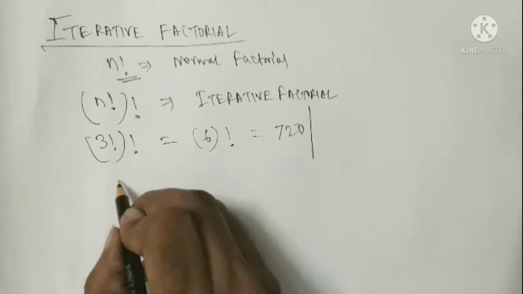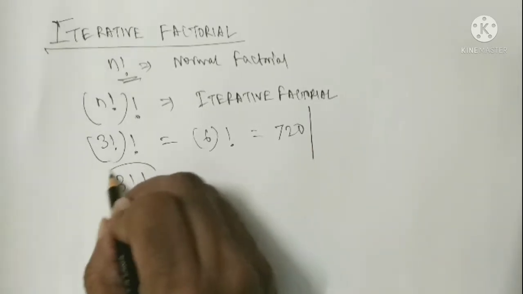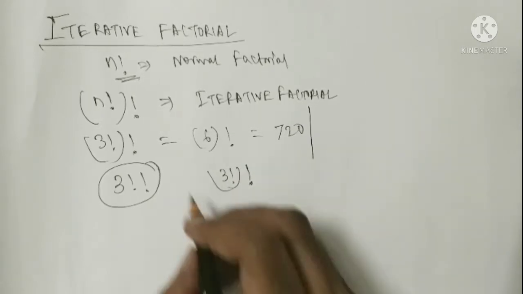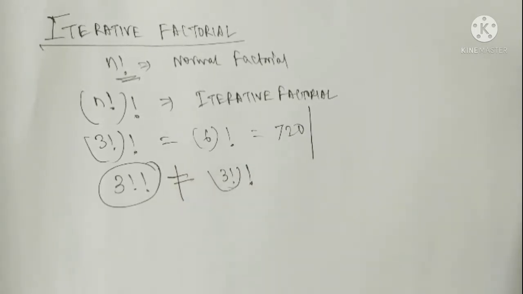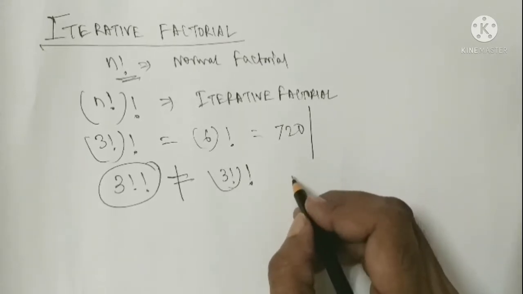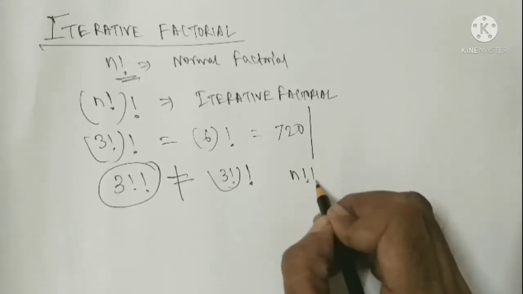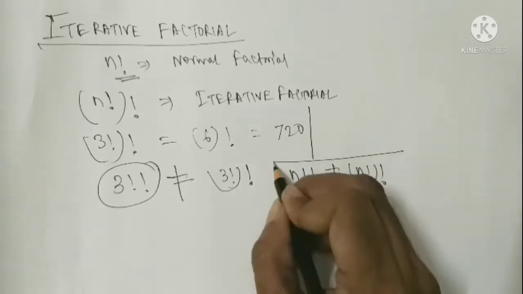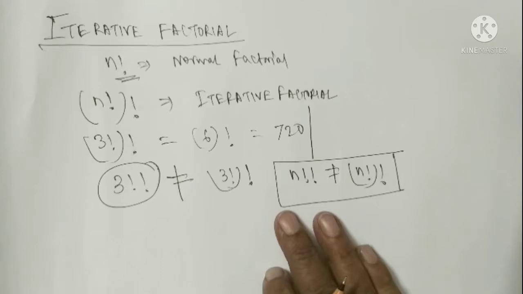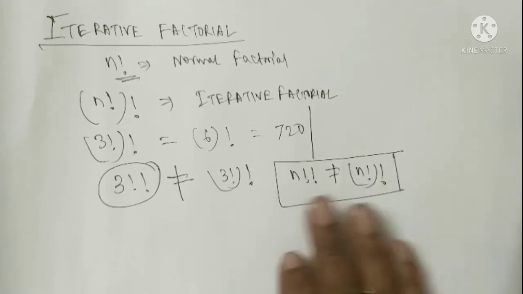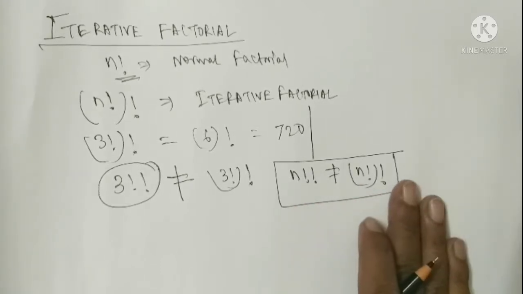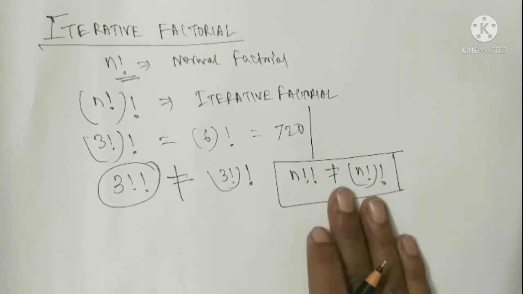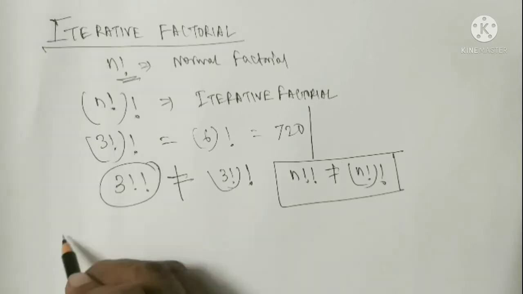If I take 3 double factorial and if I take 3 factorial iterative factorial, then these two values are not equal. That is, we can conclude here n double factorial is not equal to n factorial iterative factorial. This is our mission complete. What is iterative factorial? Factorial sign is applied again after the factorial calculation.